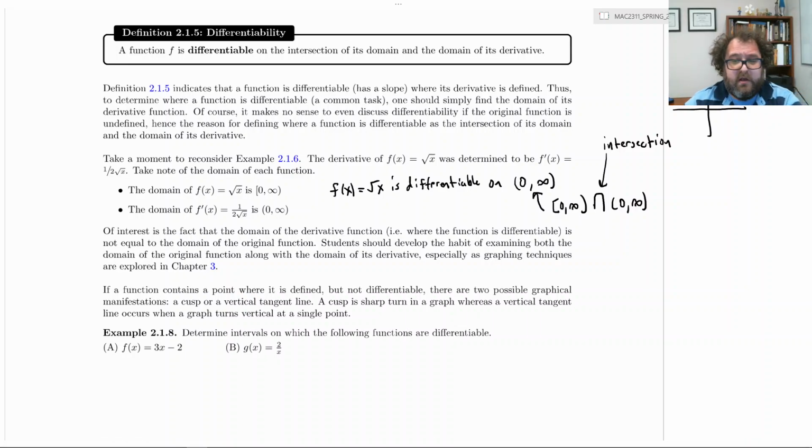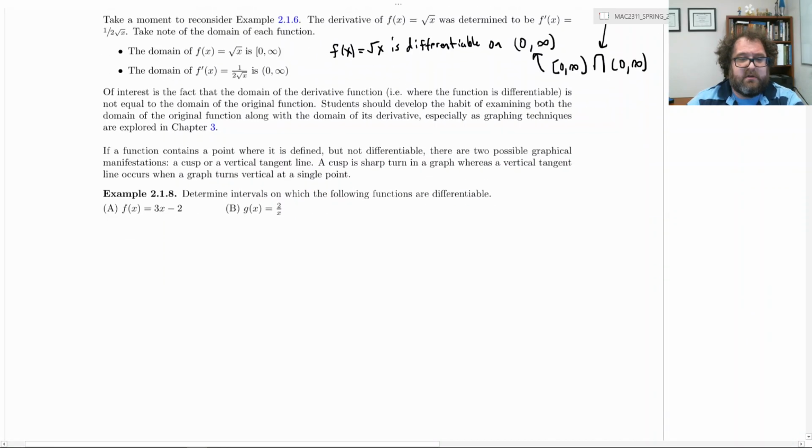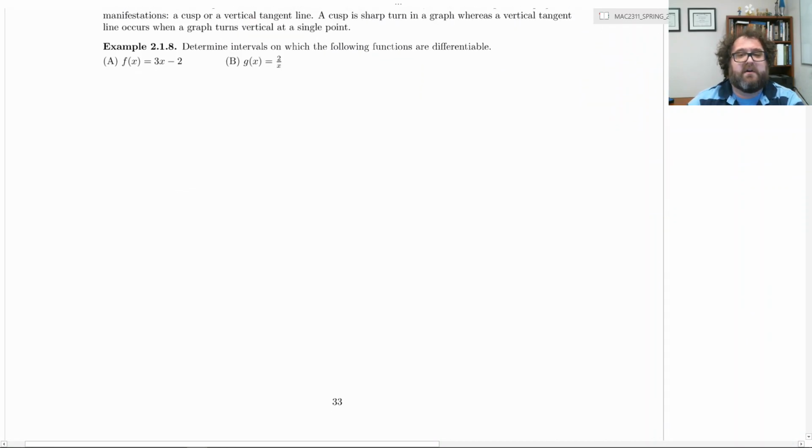Okay. Now let's consider a couple more examples. Determine the intervals in which the following functions are differentiable. So to do this, we need to consider the domain of the original and compare that to the domain of the derivative, which means we need to find the derivative function. Okay, let's see.